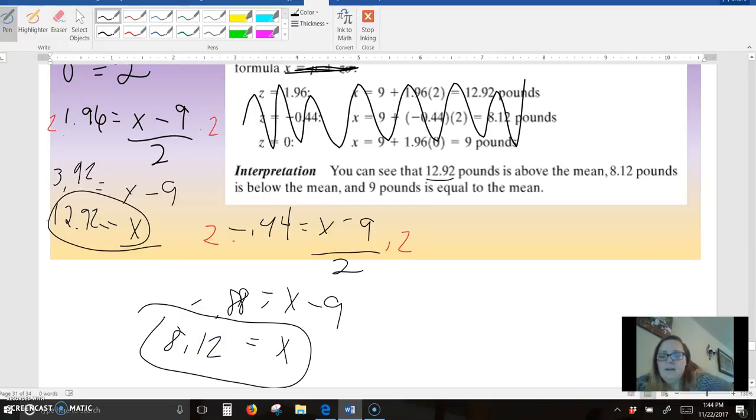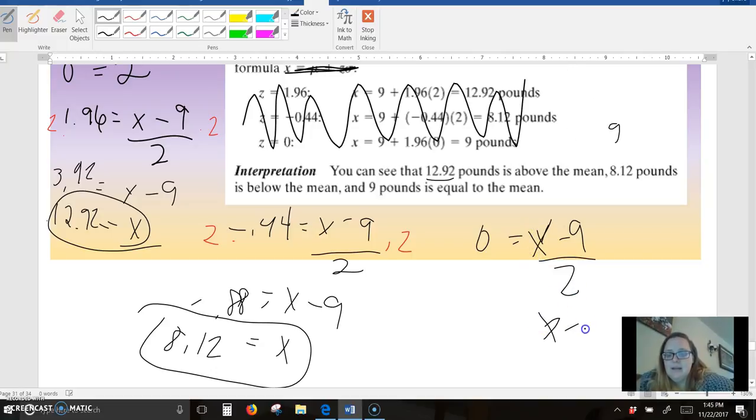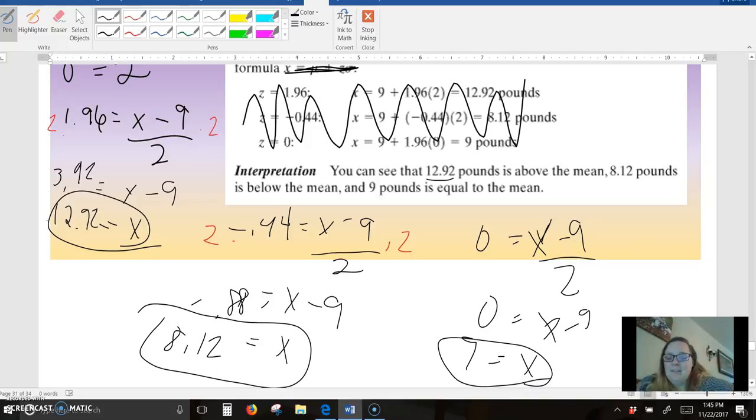And the other one was 0 equals x minus 9 over 2. I'm going to multiply by 2 on both sides, so I get x minus 9 equals 0. I'm going to add 9 on both sides, and I get 9. Of course I get 9. This makes sense. The mean is always at 0, and so if we're sitting at z equals 0, then we're sitting at the mean.